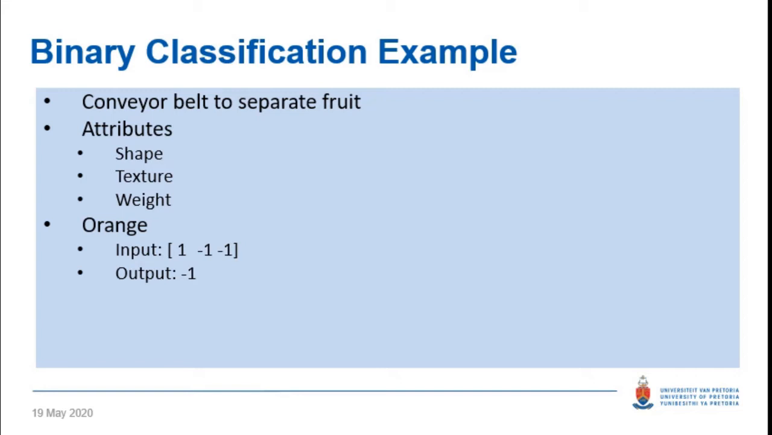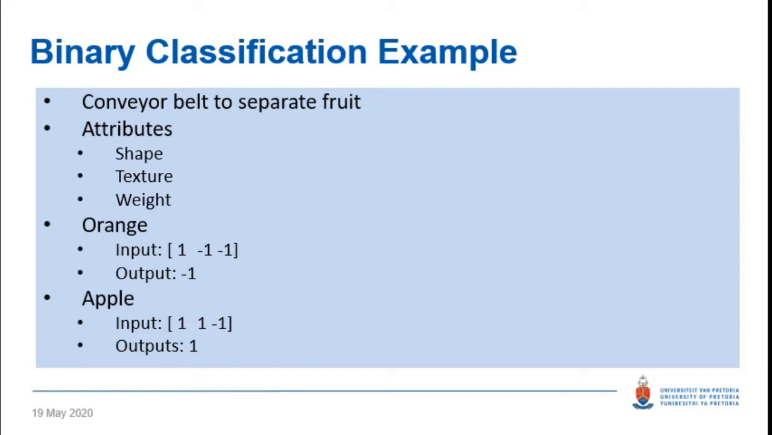Now again, we're doing binary classification. So one class will be represented by a -1 if we're using bipolar values, and the other class with a 1. In this case, the orange is a -1, and we've just chosen it to be that. The other fruit we're going to look at is an apple, and we've represented that class as 1. You could have them the other way around. That's also fine. That will also work.